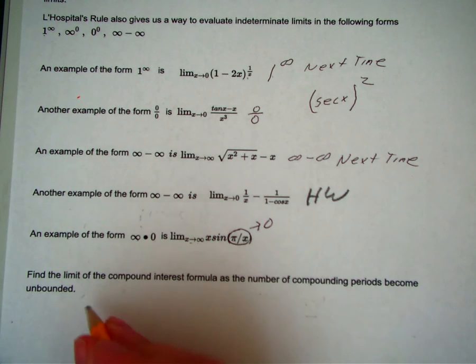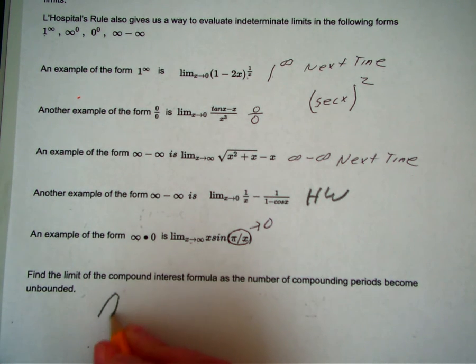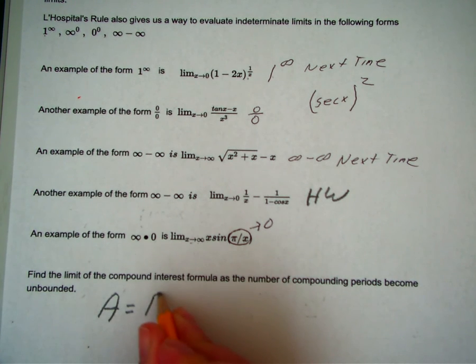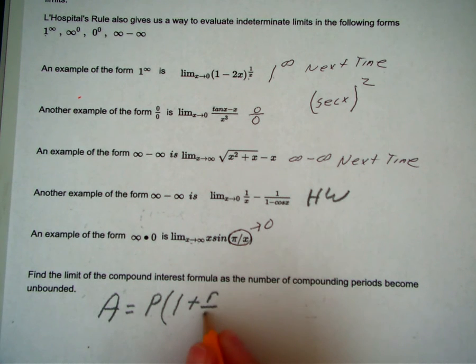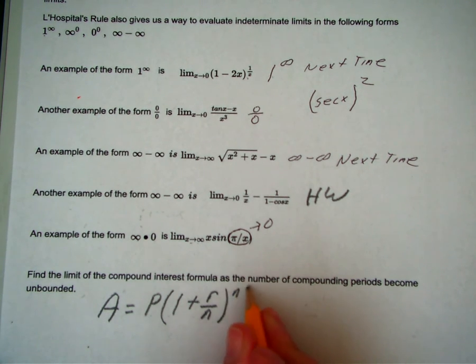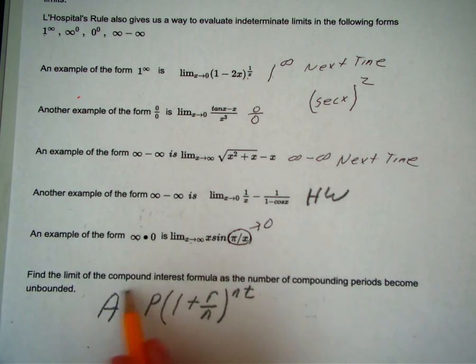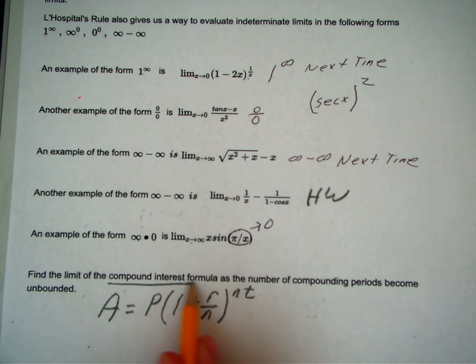Y'all remember the compound interest formula? The compound interest formula goes like this. Amount equals principal, times the quantity one plus r over n, raised to the n t. Okay, you guys may remember this friend of yours. It's called the compound interest formula, okay? That's the compound interest formula.